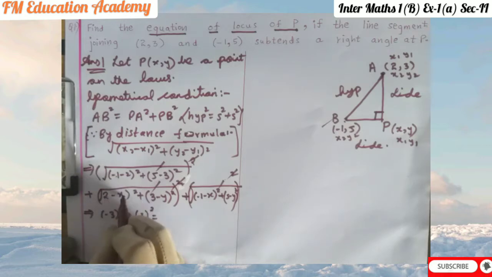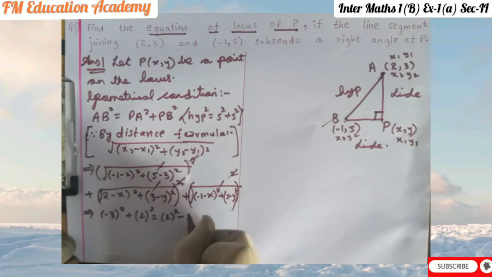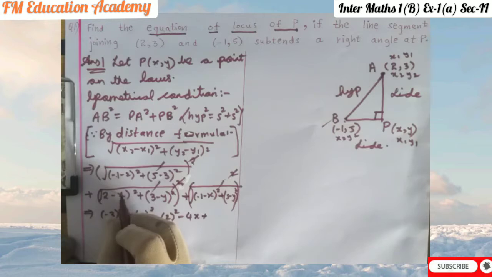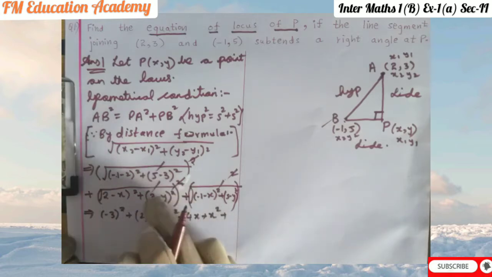It is in the form of a minus b whole square. What is a minus b whole square? A square, that is 2 square, minus 2ab. 2 into 2 is 4 into x is 4x plus b square. B here is x. So x square plus 3 minus y whole square.